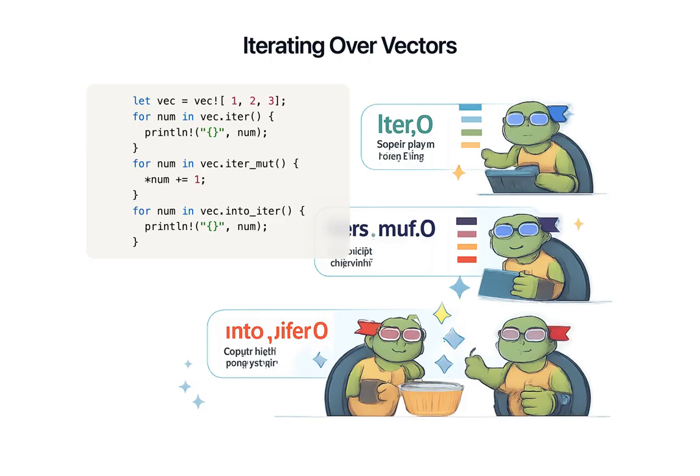Traverse vectors using iter for read-only access, iter_mut to modify elements, and into_iter to consume the vector, transferring ownership of its elements.